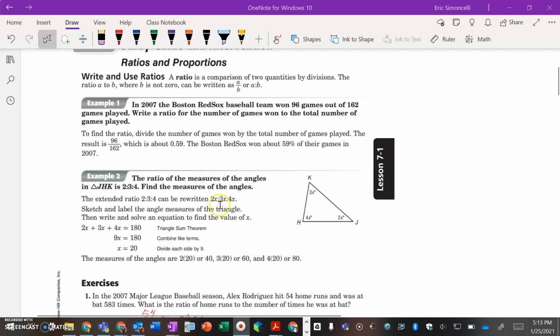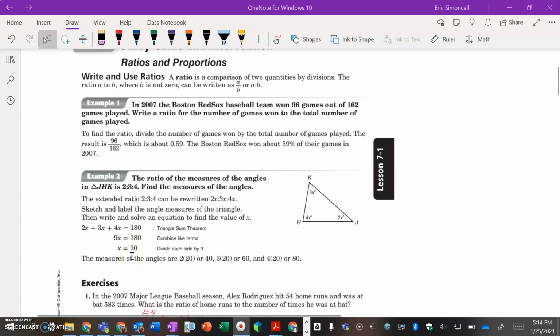Anyway, 2x to 3x to 4x is how we're going to rewrite that ratio of 2 to 3 to 4. And noting the picture and noting that the three angles of all triangles always add to 180 degrees, simply 2x plus 3x plus 4x equals 180. This adds to 9x, and if you divide both sides by 9, you end up with the exact answer for x, simply 20.